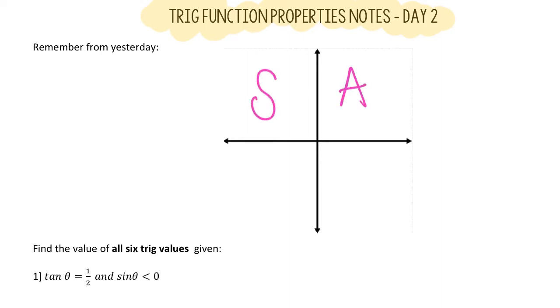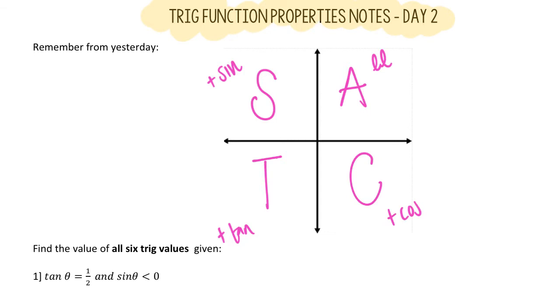Second quadrant, sine was positive. Third quadrant, tangent was positive. Fourth quadrant, cosine. So this is all. This stands for positive sine. This stands for positive tangent. And this stands for positive cosine.